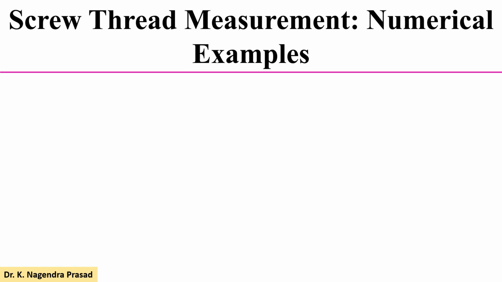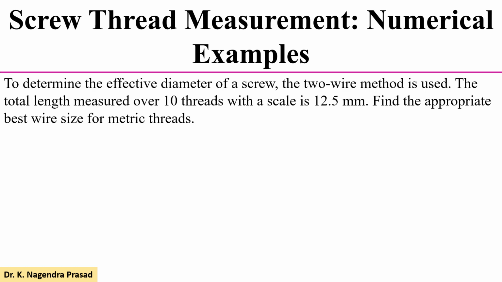In the present video, we will discuss the numerical examples on screw thread measurement. Let's see the first problem. To determine the effective diameter of a screw, the two-wire method is used. The total length measured over 10 threads within a scale is 12.5 mm. Find the approximate best wire size for metric threads. So let's see the solution.